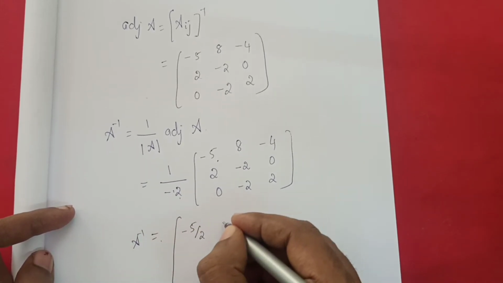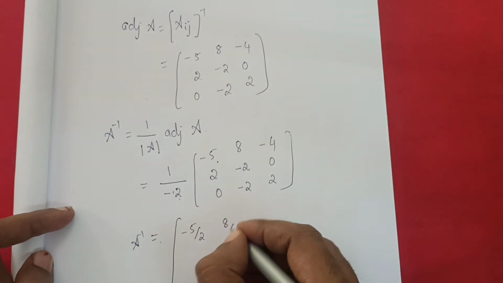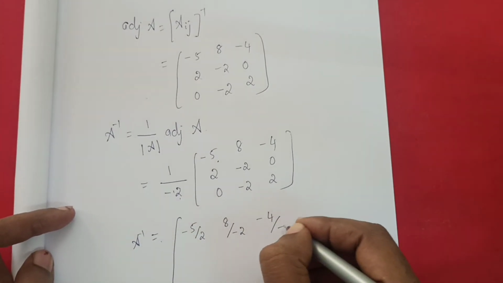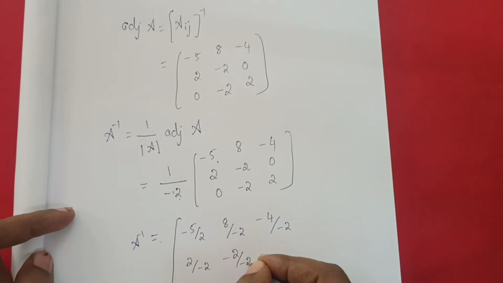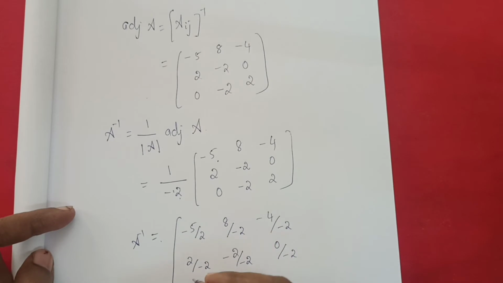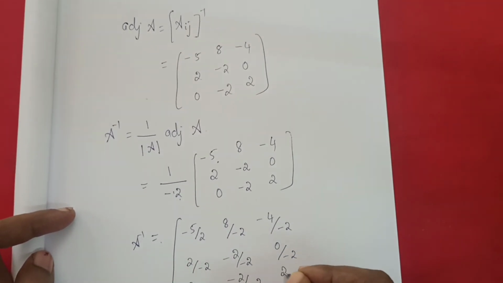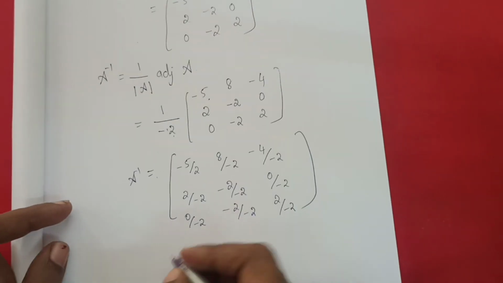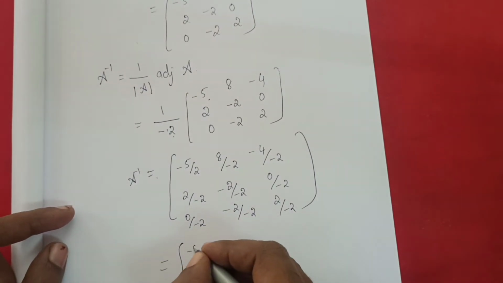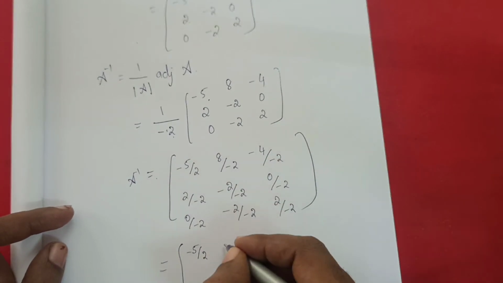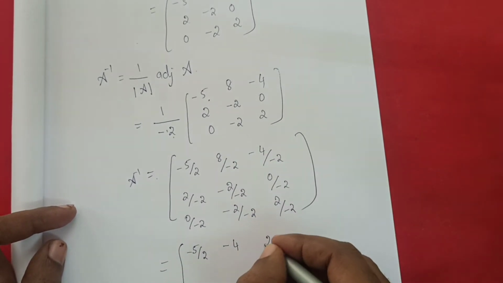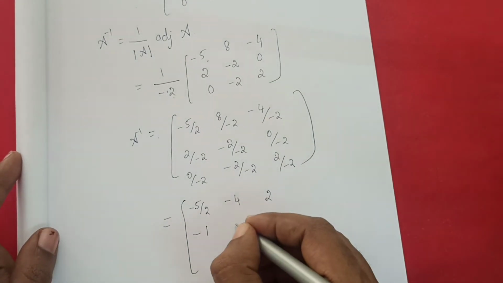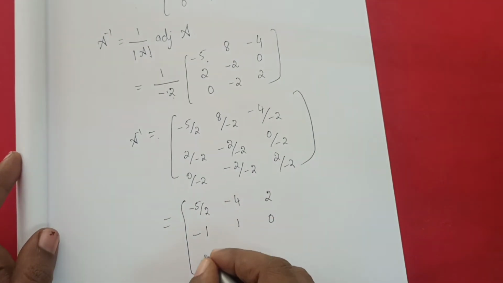Minus 5 by 2. 8 by minus 2. Minus 4 by minus 2. 2 by minus 2. Minus 2 by minus 2. 0 by minus 2. 0 by minus 2. Minus 2 by minus 2. 2 by minus 2. So what's the final answer? Minus 5 by 2. 8 by minus 2 means minus 4. This one, minus and minus will get cancelled, you will get 2. This one minus 1. This one 1. This one 0. This one 0.